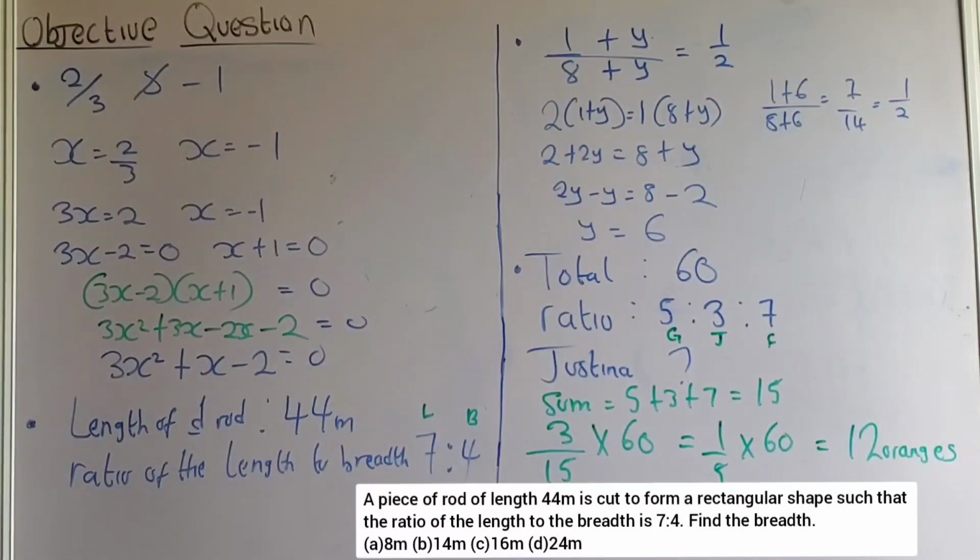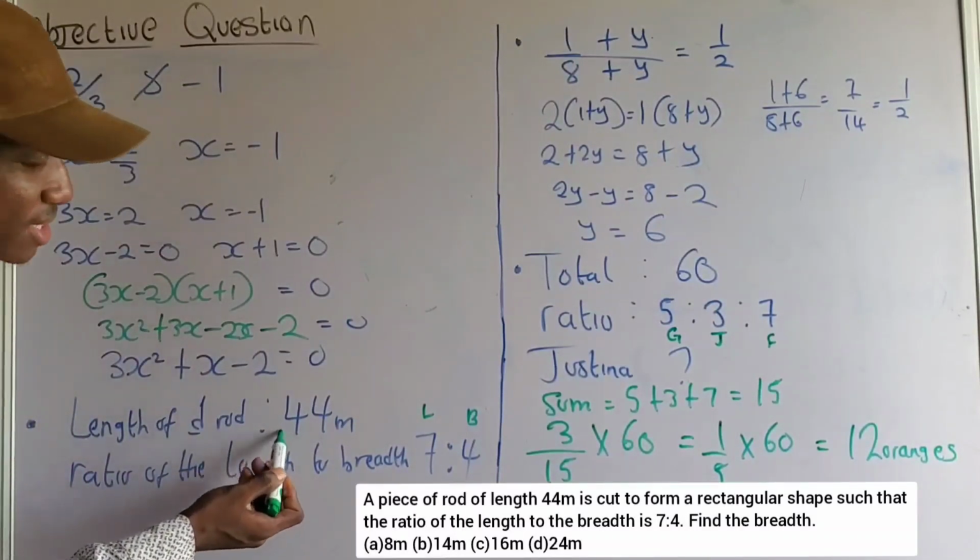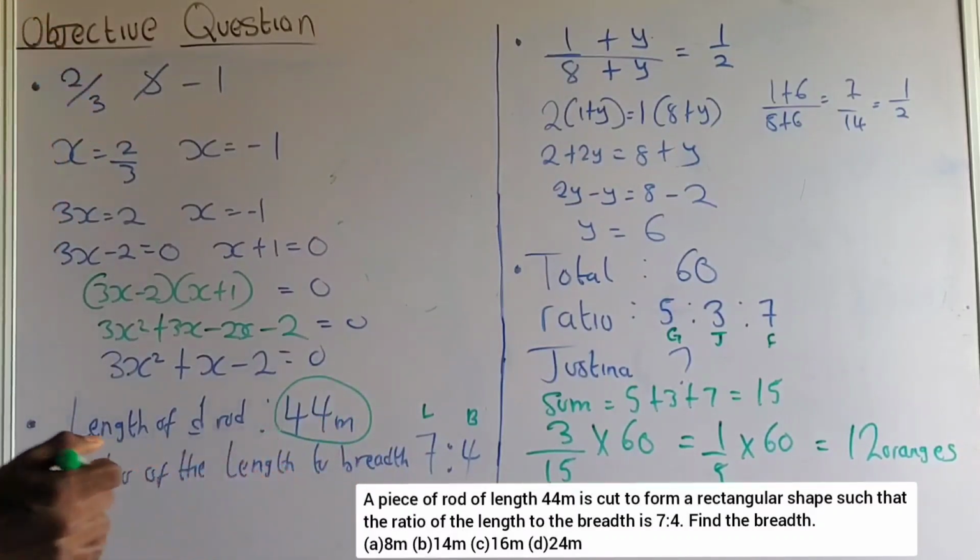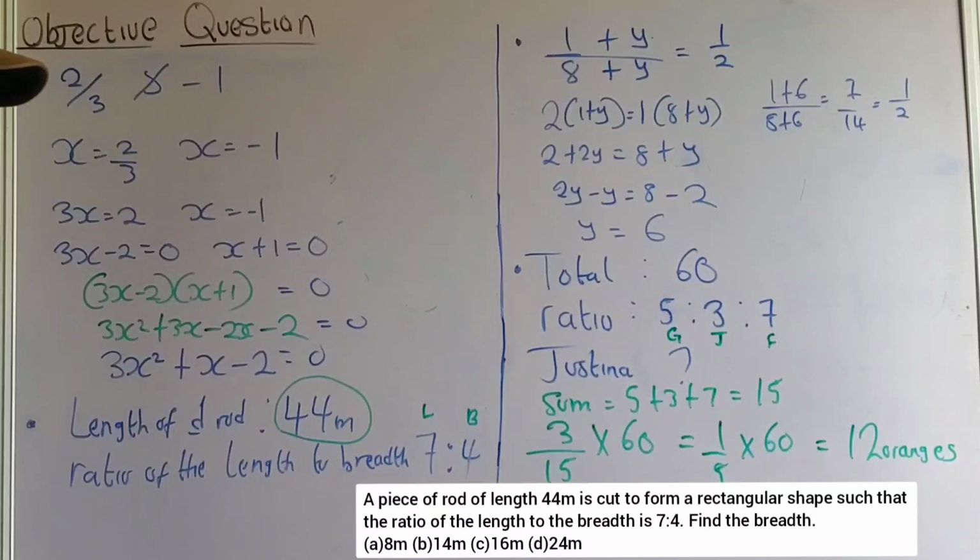We are asked to find the breadth. How do we calculate the breadth? If this is the total length of the rod that is used to form the rectangle, that means the perimeter of the rectangle is equal to this. Do you understand? Listen to the explanation again, okay?